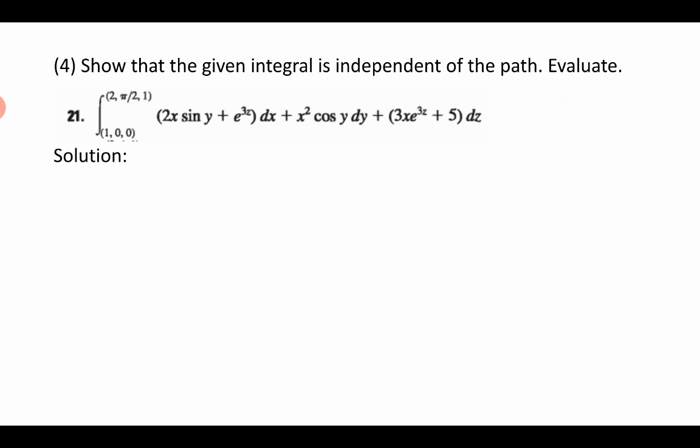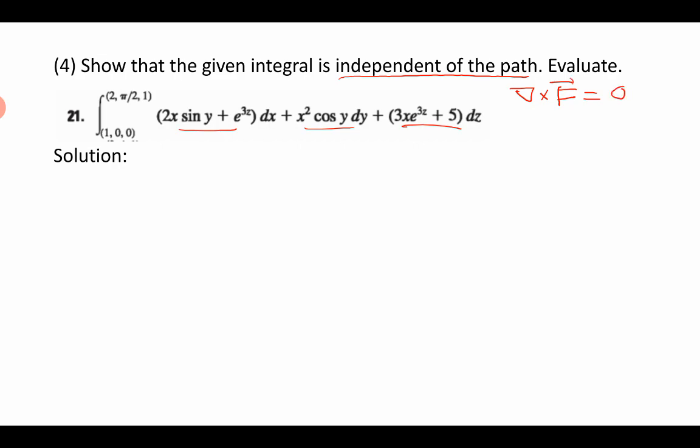The answer is here, 21. It's a three-dimensional case. There are three terms. First, we have to show that the integration is independent of path. It means that we should say that the F vector is conservative. That is, we should prove del cross F is 0, because there are three terms.